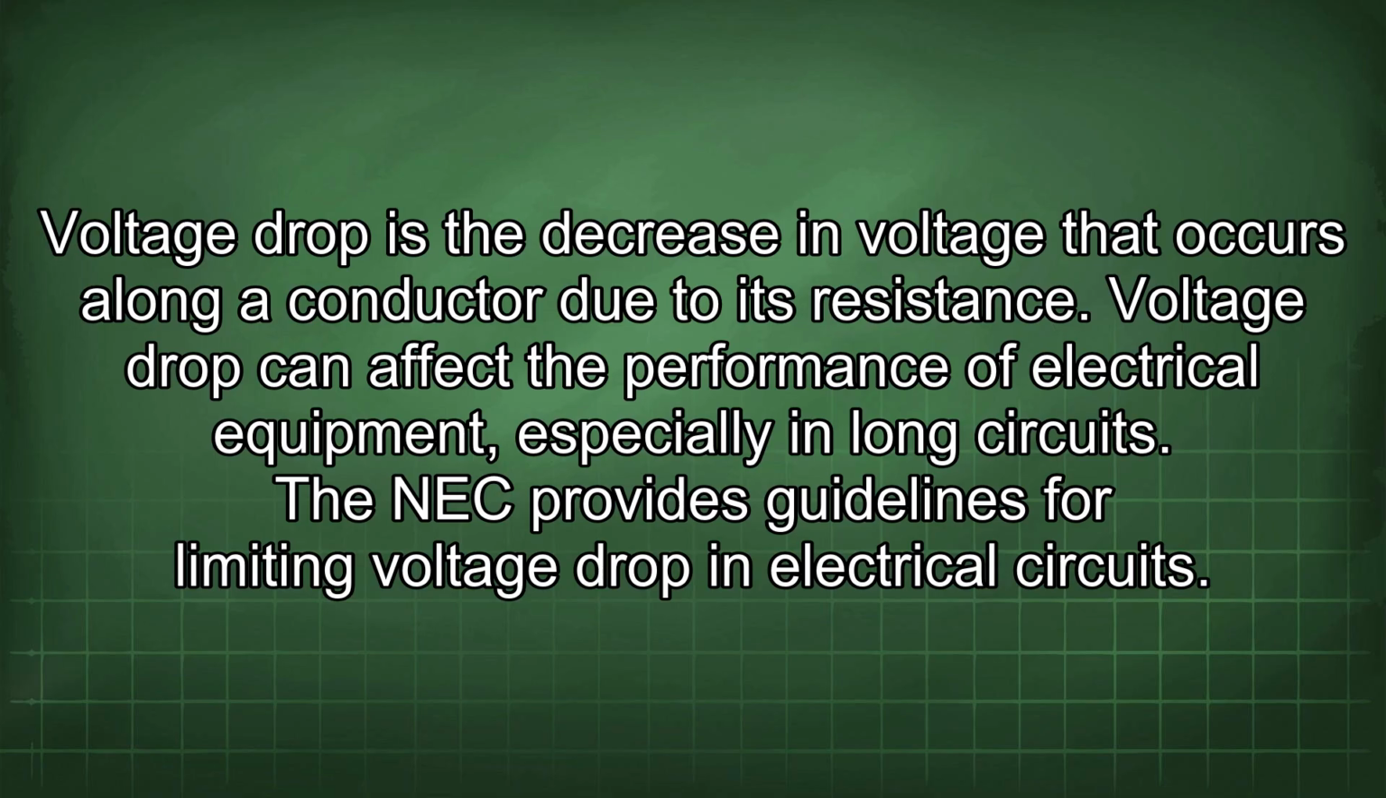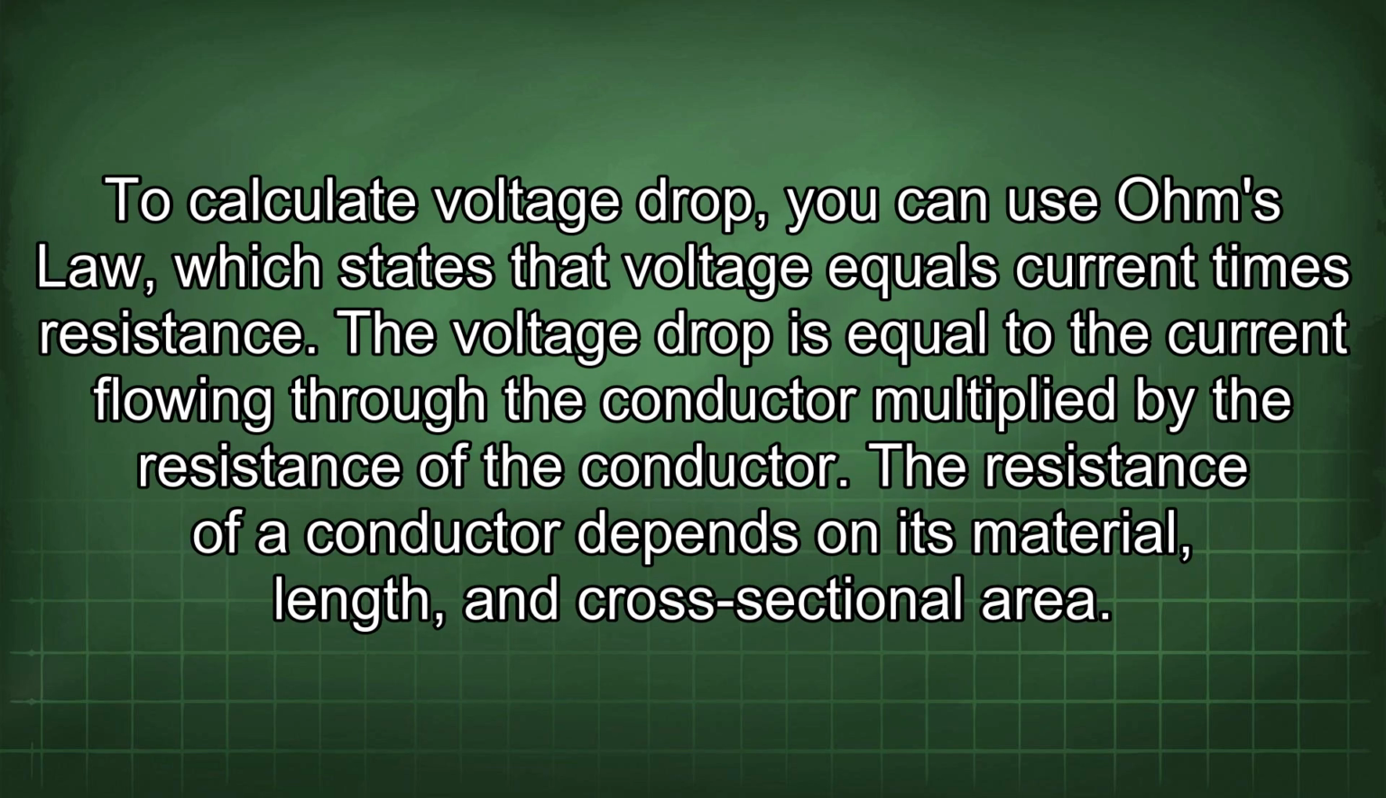Voltage drop is the decrease in voltage that occurs along a conductor due to its resistance. Voltage drop can affect the performance of electrical equipment, especially in long circuits. The NEC provides guidelines for limiting voltage drop in electrical circuits. To calculate voltage drop, you can use Ohm's law, which states that voltage equals current times resistance.